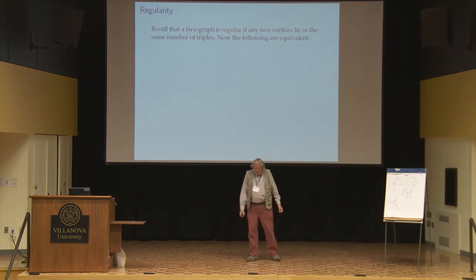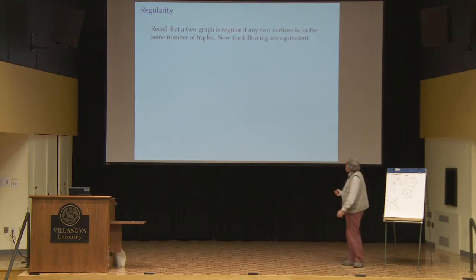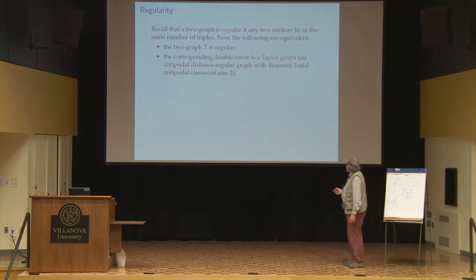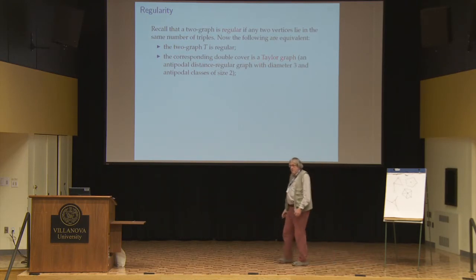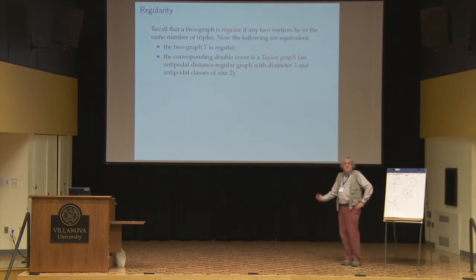An important class of two graphs, and certainly the ones that motivated Higman and to a large extent Seidel in the early days, were what they call regular two graphs, where any two vertices lie in the same number of triples. And we can rephrase that in several ways. A two graph is regular if and only if the corresponding double cover is what's now called a Taylor graph, after Don Taylor, who wrote his thesis about two graphs. He was the person whose discussions with me got me that first postdoc, so I owe something to him as well.